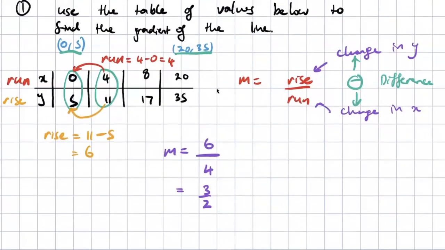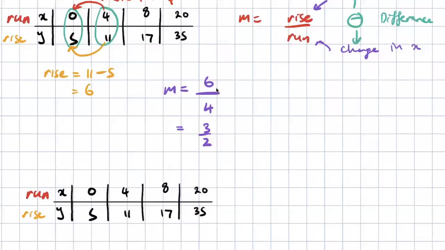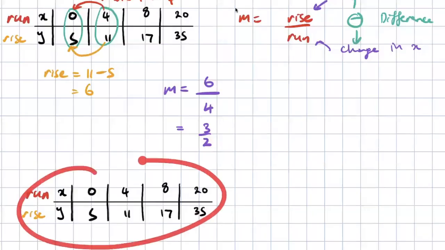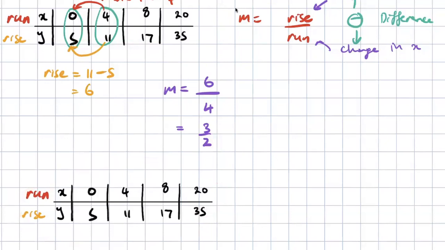Now, I hear you ask, does it matter which 2 points we pick? The short answer to that is no. I'm going to show you by calculating between 2 points. It doesn't matter which 2 points you pick, you'll always get the same answer. It just means you might need some more simplification. So I've just copied and pasted the table of values down here. I'm going to show you that no matter which 2 points we pick, we'll always get the same answer for the gradient of our linear relationship. So let's do the run first.